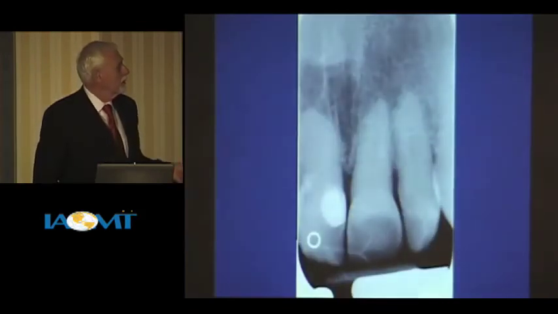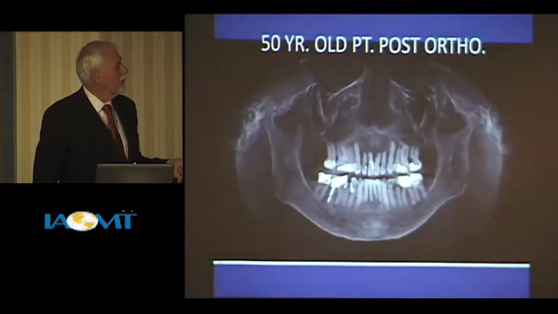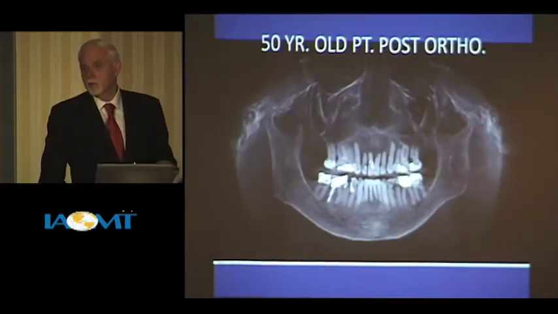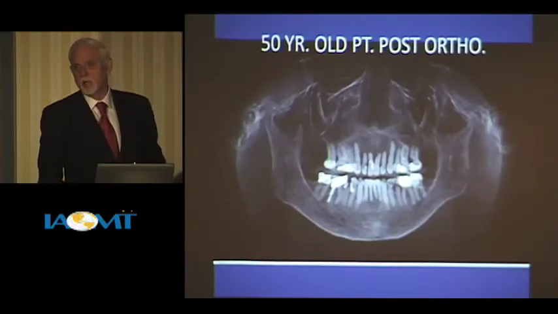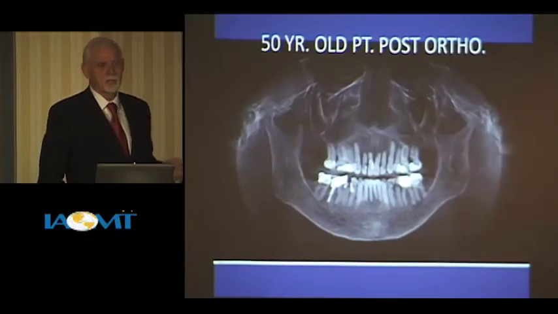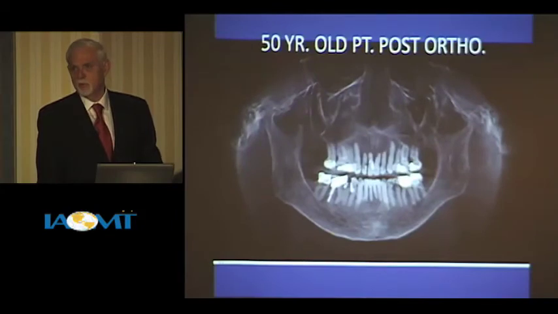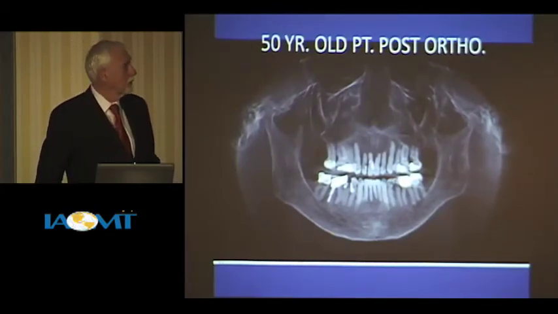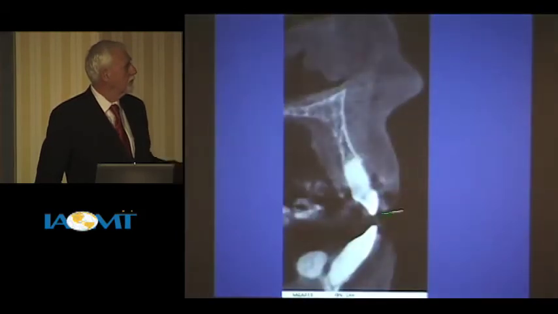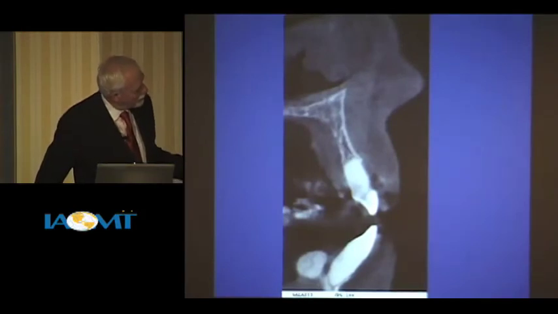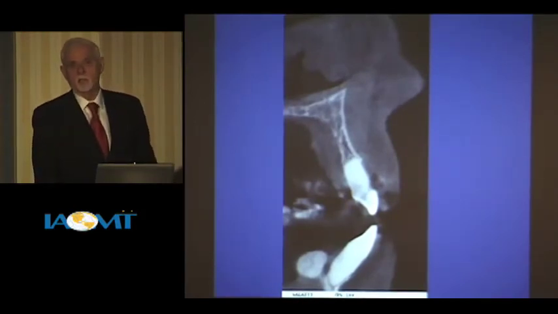All right, this is a 50-year-old patient. She came in post-ortho. Anterior teeth were a little mobile, but I wasn't sure whether it was ortho or not. Everything's ugly. You can tell she's got some infections, some problems. She wanted beautiful teeth, a beautiful smile. She wanted full mouth reconstruction. What do you think, guys? How many millimeters of bone is that? Looked like less than 1.